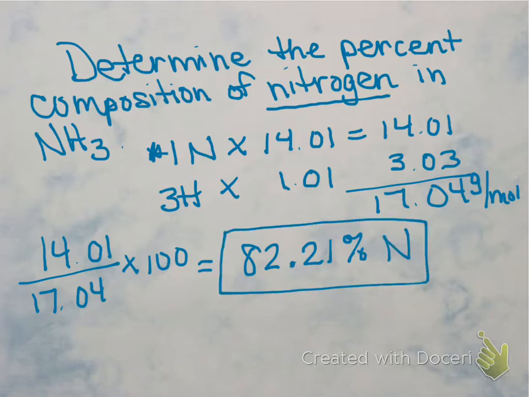And that makes sense if you think about it. If you just look at these numbers, 14 of 17 grams is nitrogen.